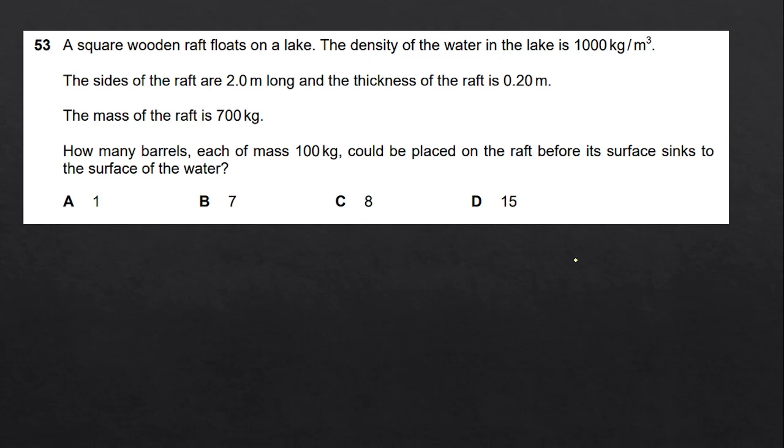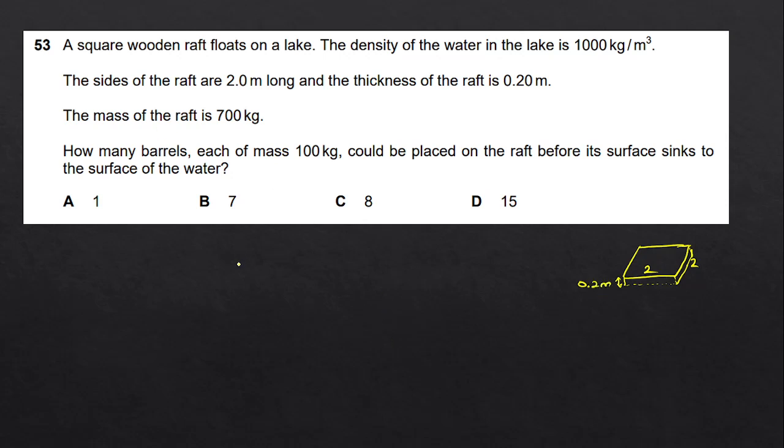Alright, let's take up this question. In the question they have provided us that there's a raft and it's a square raft. So its length and breadth are 2 meters each and it has a thickness. The thickness of this raft is 0.2 meters.